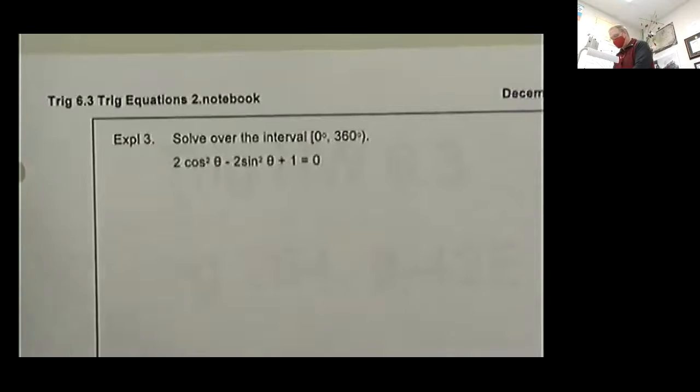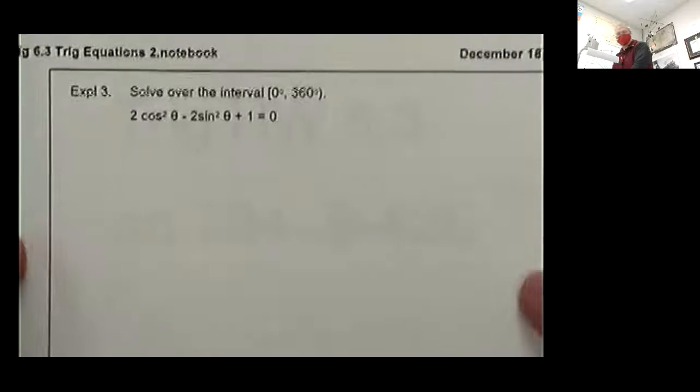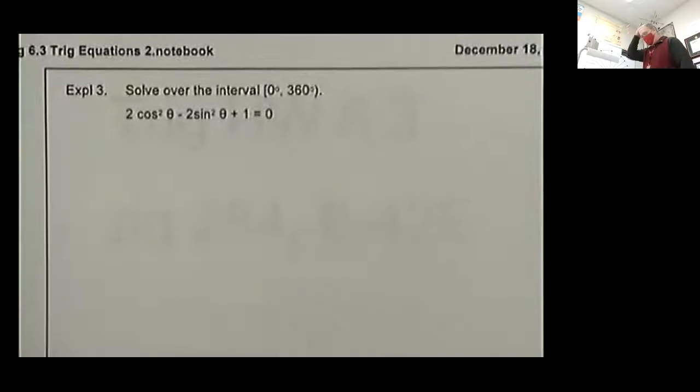Example 3, we're going to solve over the interval 0 to 360. So now we're back to degrees. We have 2 cosine squared theta minus 2 sine squared theta plus 1. Now, looking at these, there may be other identities you see that might be a little bit more useful or different ways to do this, and that's fine. You should still get the same answer.